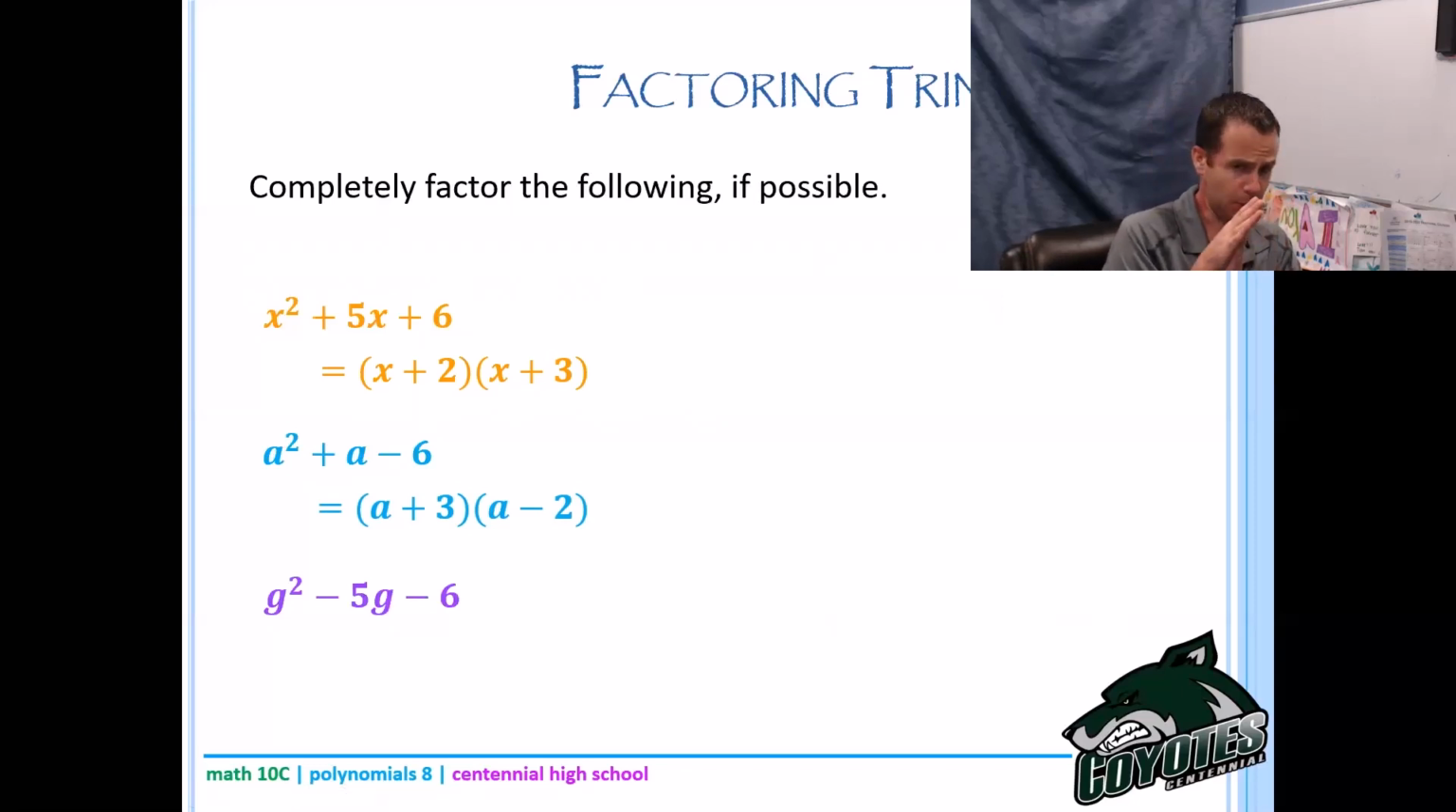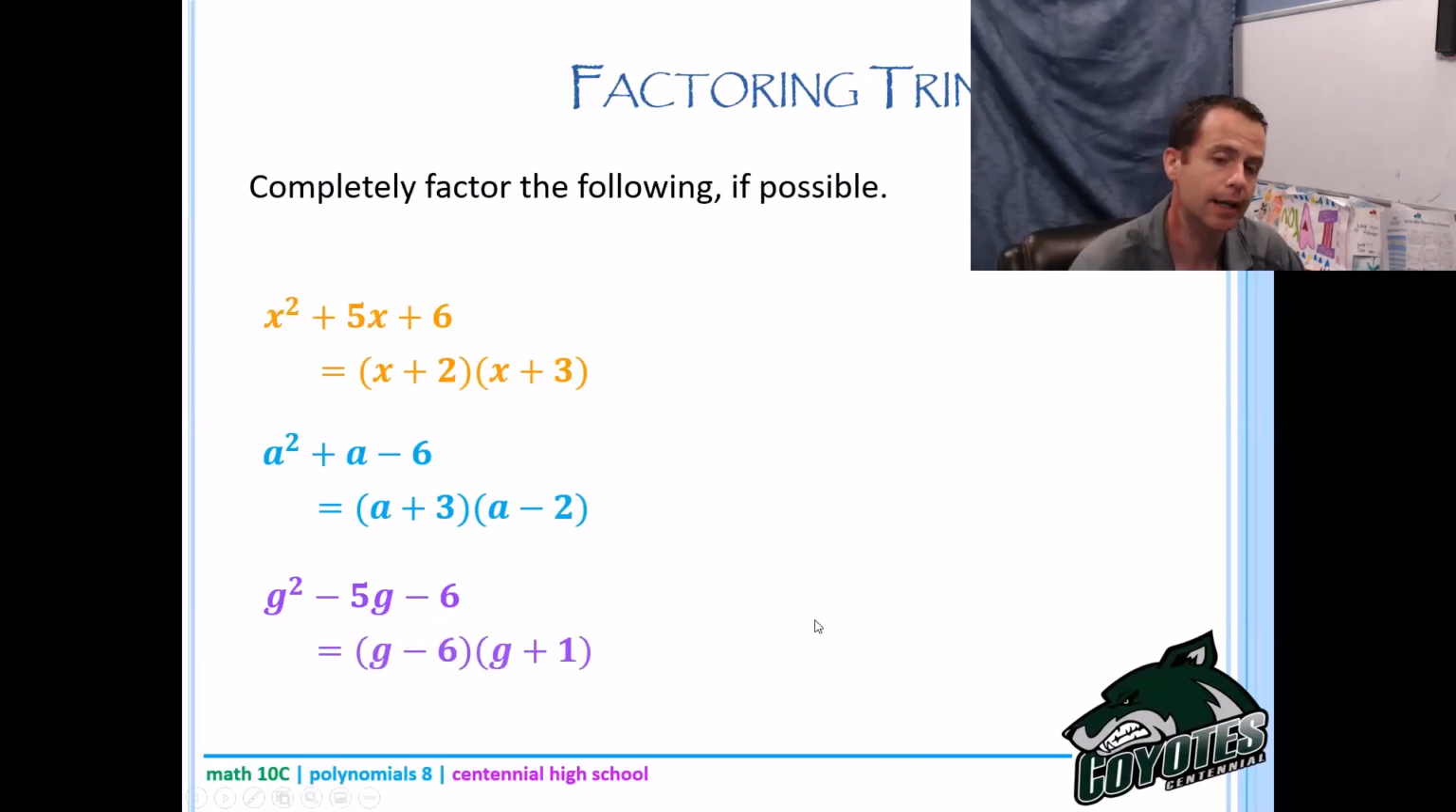The last example on this slide, I'm looking for two numbers that multiply together to give me -6 and add together to give me -5. Again, this is shortcuttable because there's no coefficient on the g squared. Those two numbers would be -6 and +1, so I break it down into (g − 6)(g + 1). Okay, remember you cannot do this if the coefficient on the front is not a 1. Then you're right back to having to use decomposition, which is what we talked about yesterday.